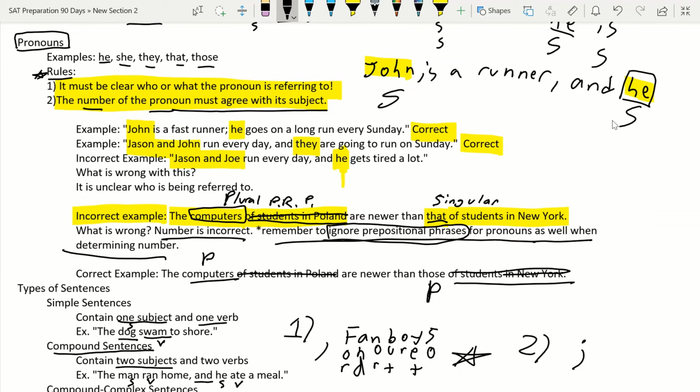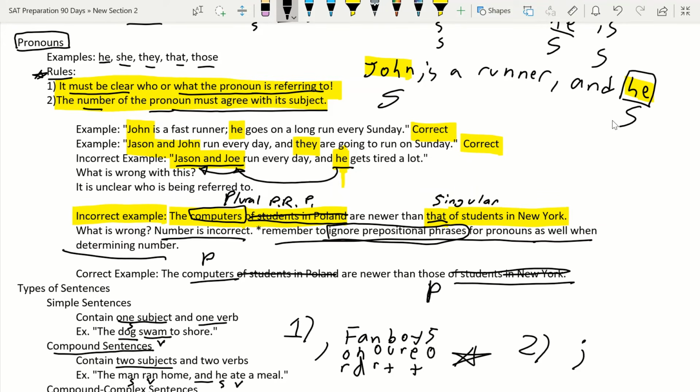We have two big rules for pronouns. Number one, it must be clear who or what the pronoun is referring to, right? So we have to know who we're referring to. If we were to say "Jason and Joe run every day and he gets tired," we'd be breaking that rule because we don't know who "he" is referring to. Is it Joe or Jason? We don't know. So that's the problem there. It's unclear who that would be referring to.